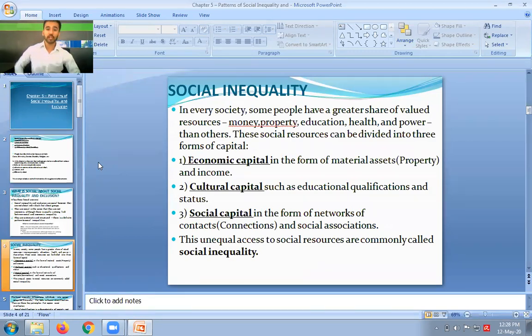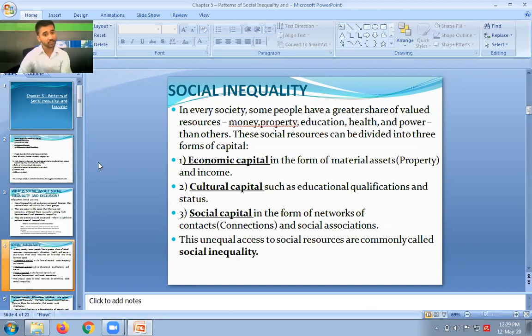Then we talk about cultural capital, such as educational qualifications and status. Under cultural capital, we understand the educational qualifications. How can we relate it to cultural capital? What more likely happens when parents are educated? It is most likely that their children are definitely going to get education as well. They are more likely to get a good education.